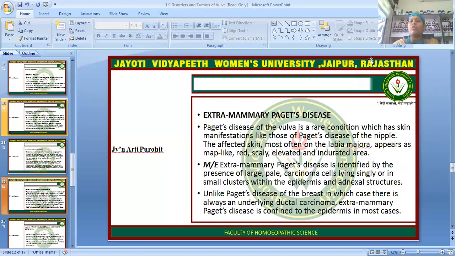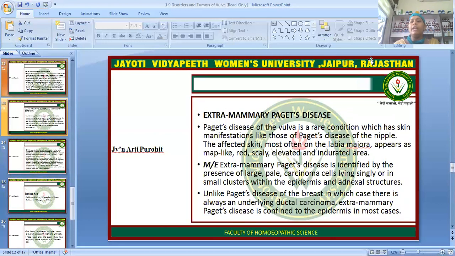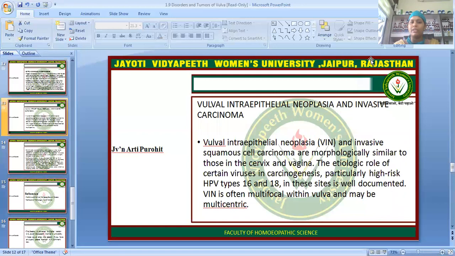Affected skin, most often on the labia majora, appears as a map-like, red, scaly, elevated, and indurated area. Microscopic examination shows the extramammary Paget's disease is identified by the presence of large pale carcinoma cells lying singly or in small clusters within the epidermis and adnexal structures. Unlike Paget's disease of the breast, in which there is always an underlying ductal carcinoma, extramammary Paget's disease is confined to the epidermis in most cases.